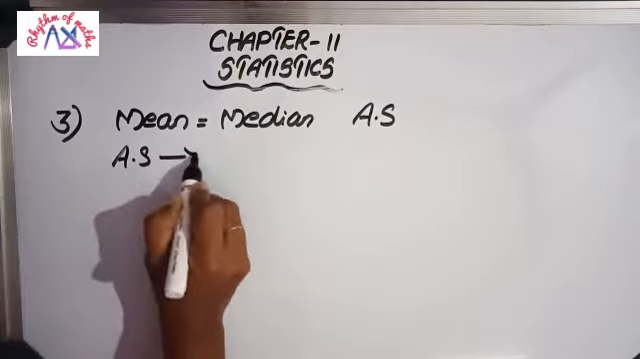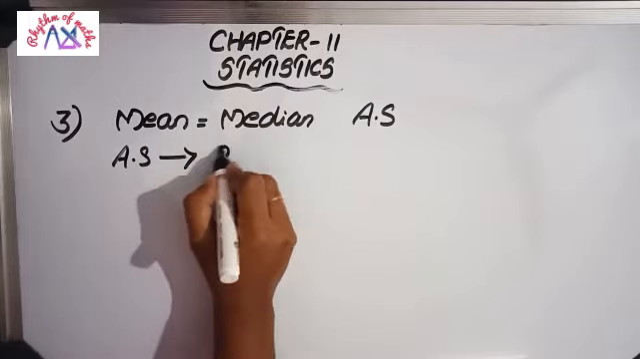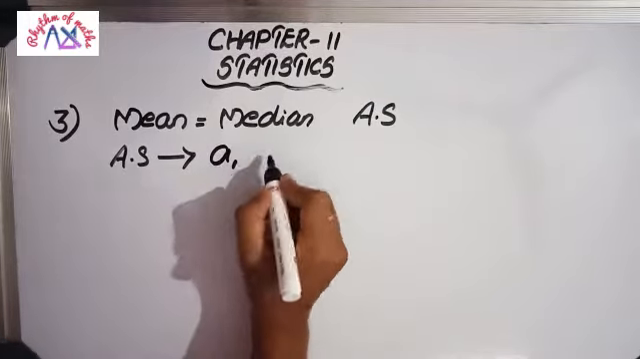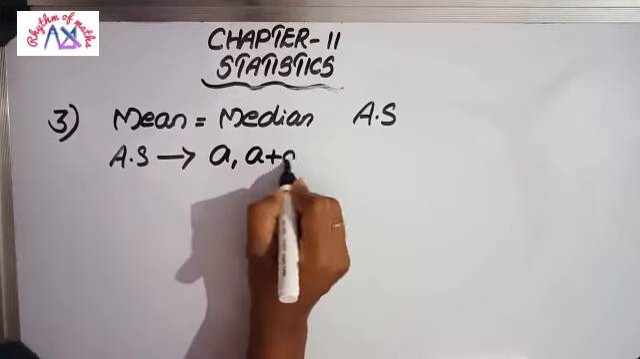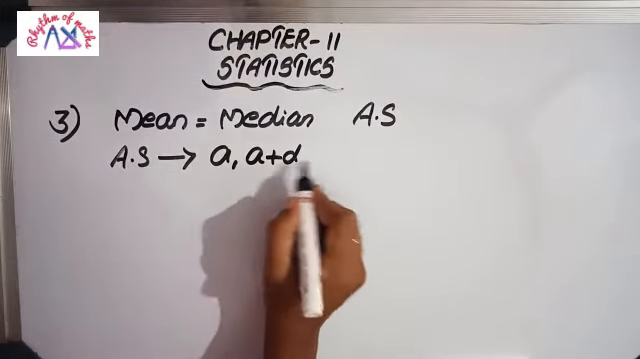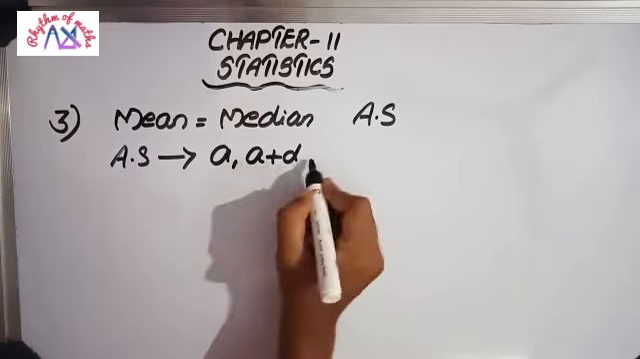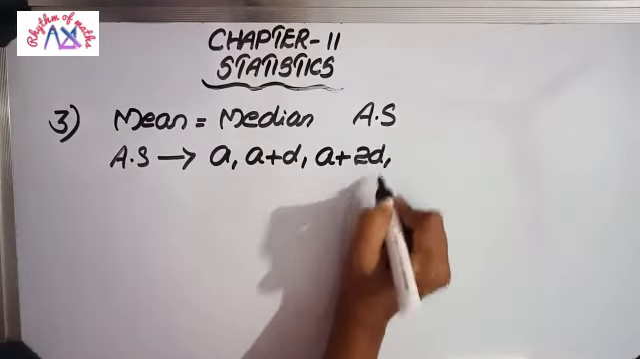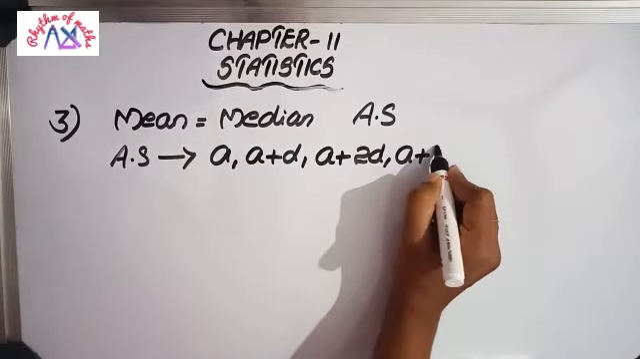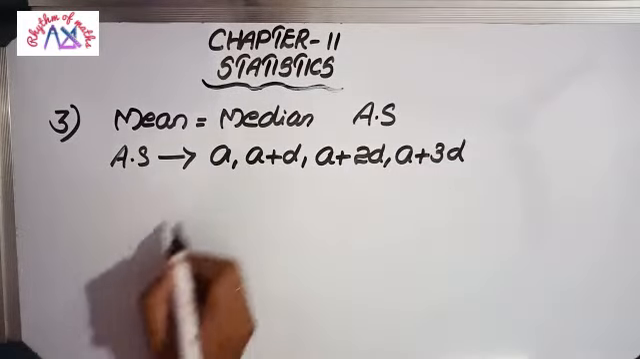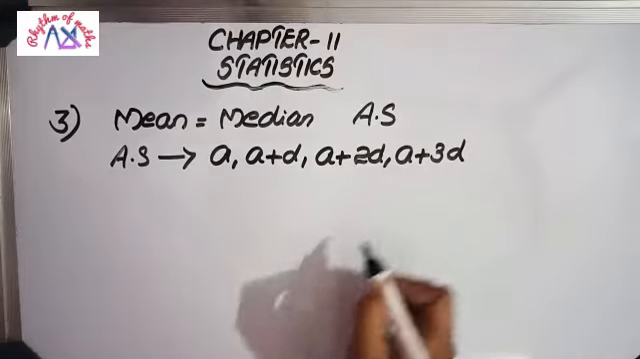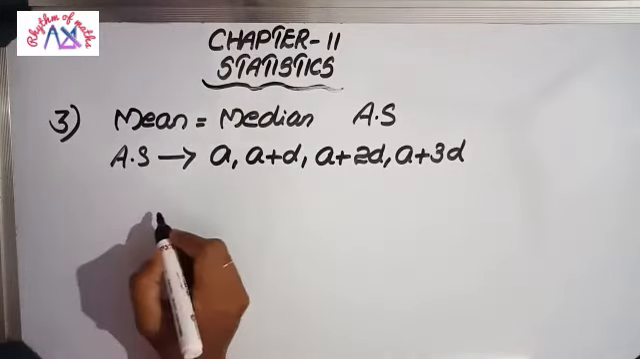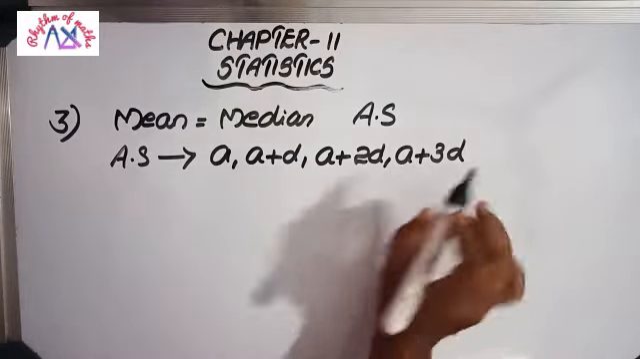Let's consider an arithmetic sequence. If the first term is A, the next number will be A plus D. We know arithmetic sequence means a common difference is added. So the third term will be A plus 2 times the common difference, then next will be A plus 3D. So let's consider 4 terms of an arithmetic sequence like this.